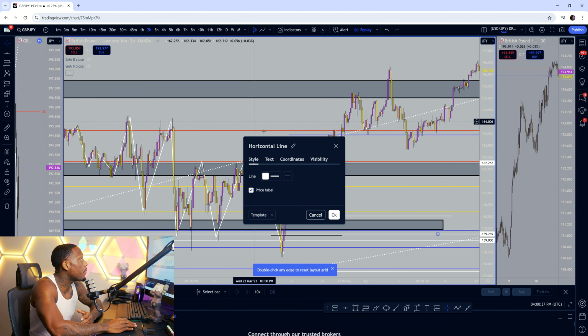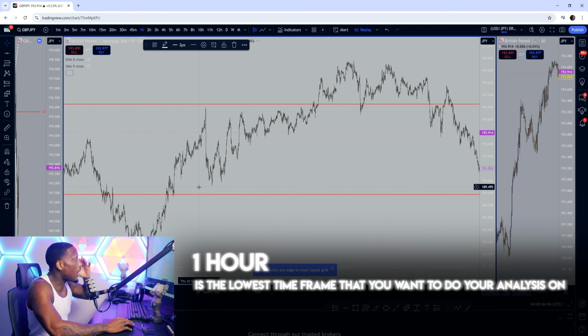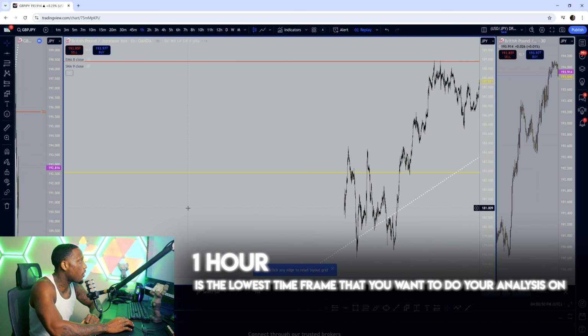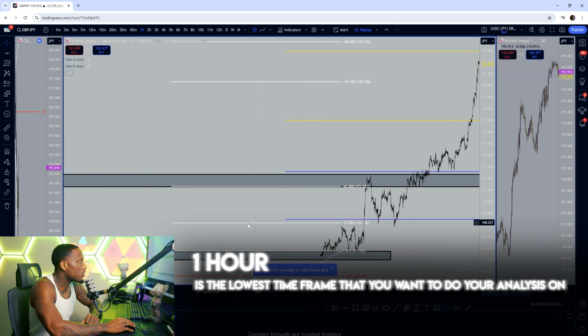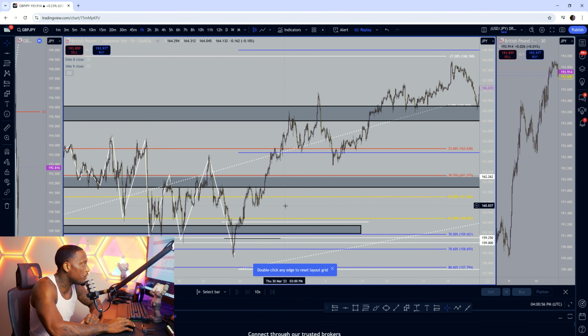Not only that, but if I click my gear icon and I go down a little bit lower, right? We're going to go from the 2-hour to the 1-hour. Keep in mind, the 1-hour is the lowest time frame that you want to do your analysis on, so that way you can see where you are within structure. After that, it's all about entries. So now we come down lower, and now we can see the details.